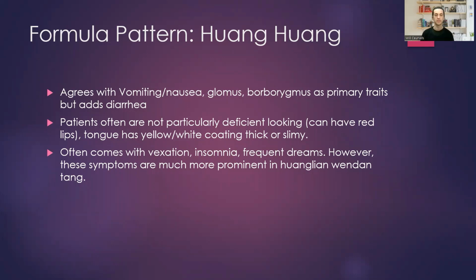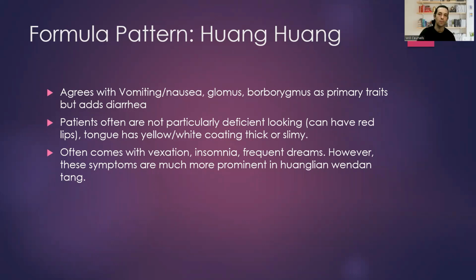Now, also the patient is not going to be very deficient looking, right? And this is because, despite the fact that they have Ganjiang and Rensun working, there's also Huanglian and Huangqin, right? So there is this heat there as well. Otherwise, if they're just completely deficient, why are you adding Huanglian and Huangqin, right? You could just use Li Zhongtang or Sinitang or some more complete deficiency formula.